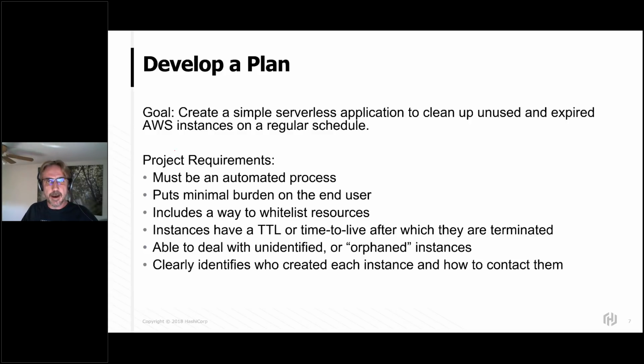We also want to be able to contact anyone who's created resources in our account. So part of our application is a way to identify who created an instance and how to contact them. And finally, we want to provide visibility to our entire team via chat or email messages so that folks can know what's going on inside of our AWS account. So that's the goal and our project requirements. Let's look at some of the pieces we're going to use to put together this application.